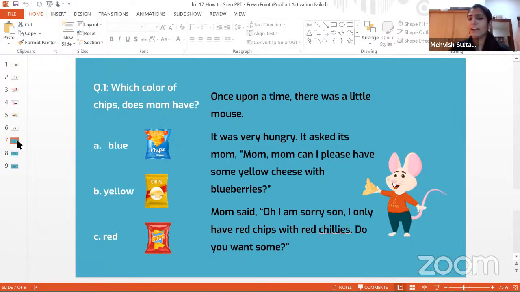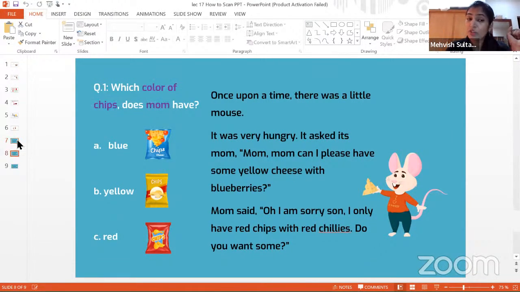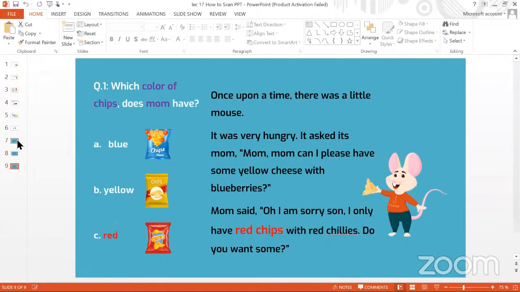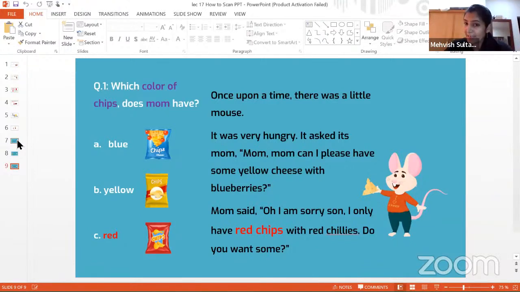So now when you look at the story, once upon a time, chips. And the moment you find mom and chips together, you stop there. And then you look for your answer. And as Sonam said very correctly, mom has which color? Red color chips. So this is called scanning.